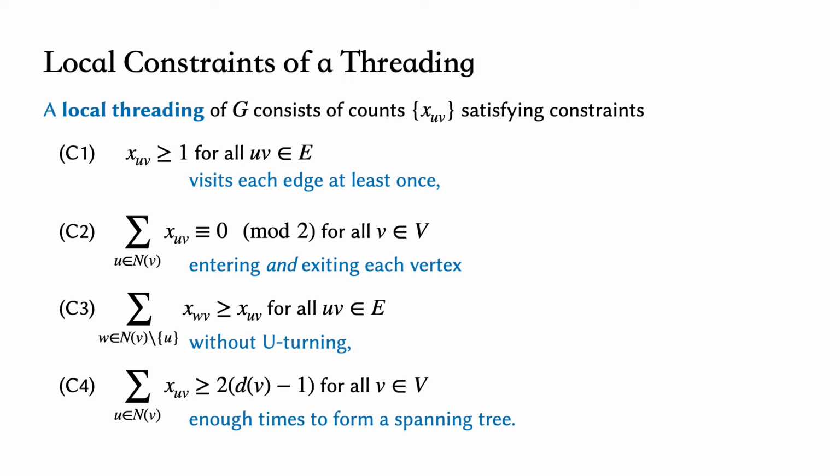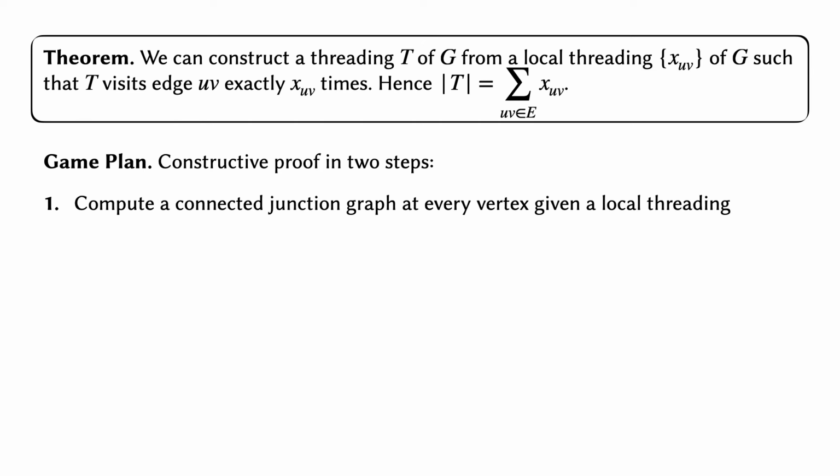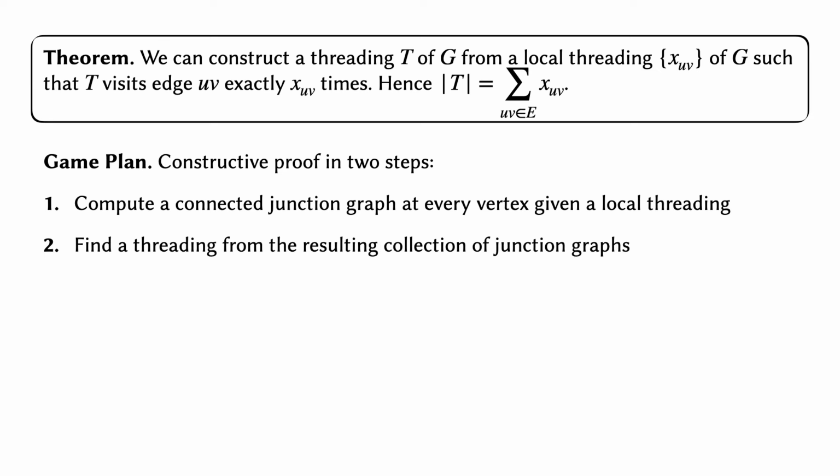We shall now argue that these local properties perfectly encapsulate a global threading. That is, once we solve this linear program, we can obtain a threading from it. So here's a game plan. Given a solution to local threading, we shall first construct a connected junction graph at every vertex based on the solution. Then we will find a threading from the resulting collection of junction graphs.